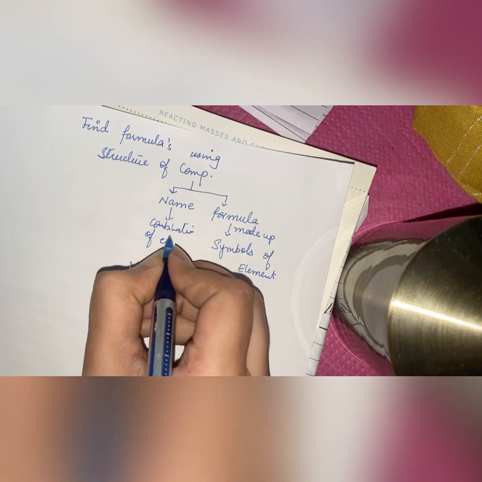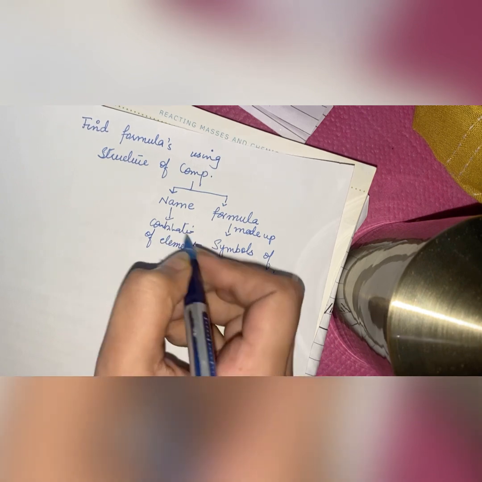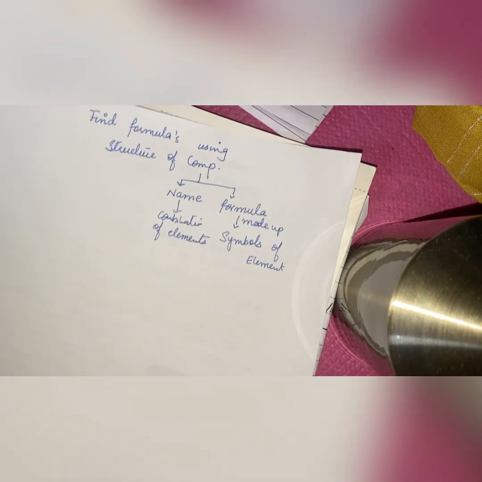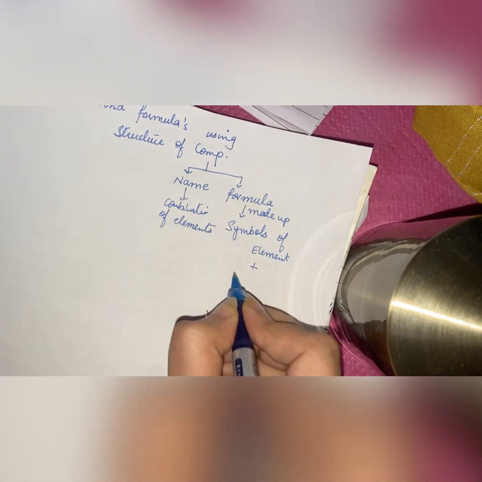and the name is also a combination of elements. When we write the name, we actually write the elements, and when we write the formula of a compound, the formula is made up of symbols for the elements, and it often has numbers too.